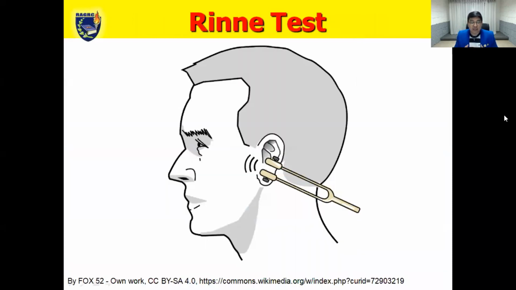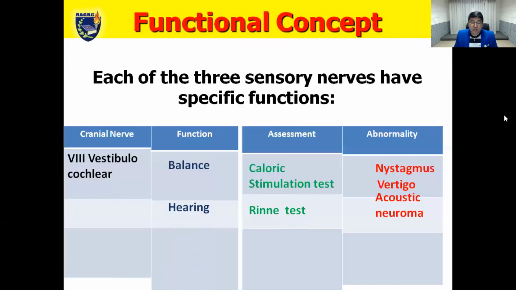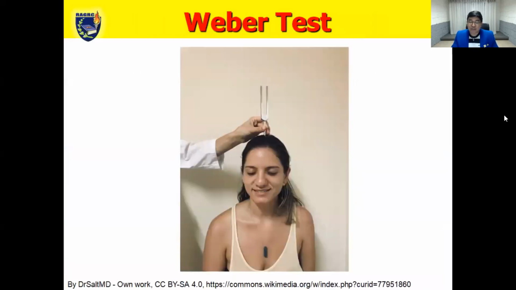Now, your Rinne test involves using a tuning fork and setting it to vibration, placing it on the mastoid bone of the patient, and then after that, near the auditory canal. Your Rinne test detects conductive hearing loss, and this is carried out by comparing air conduction and bone conduction of sound. On the other hand, the Weber test could also be done.